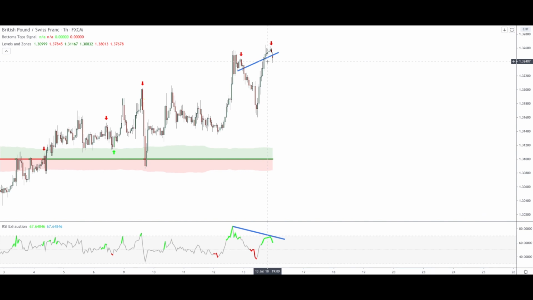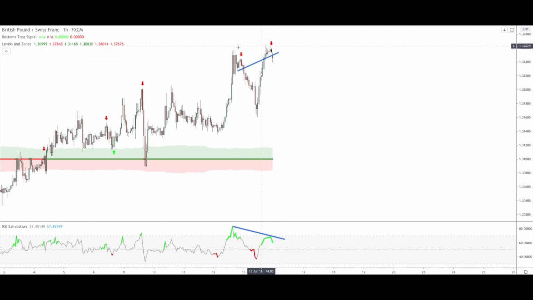The second condition is to have the RSI down here to be exhausted, which means that since the RSI is going down and we are expecting the price to go down, this bullish exhaustion, because it's green, is saying that the price doesn't have too much room to go any higher. This is because the RSI is going down and it is exhausted, and we are expecting that the price will go down as well.